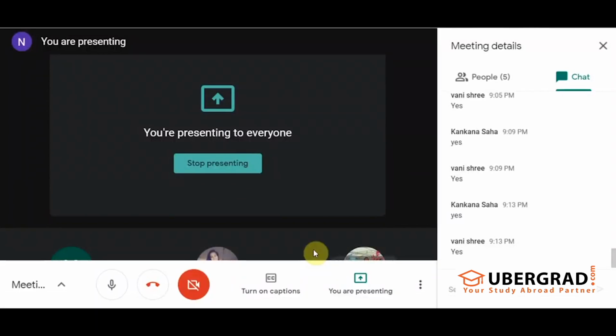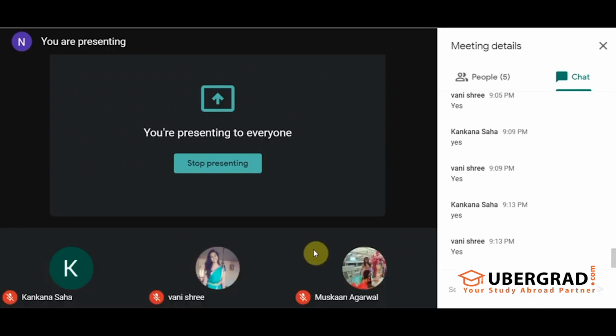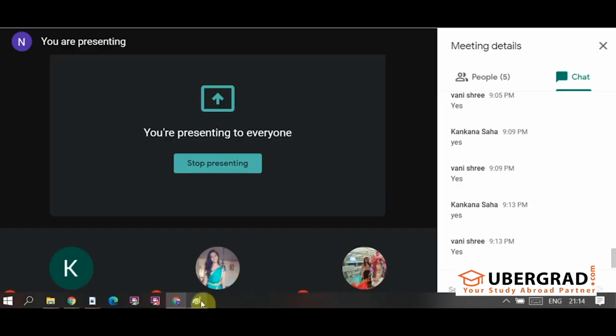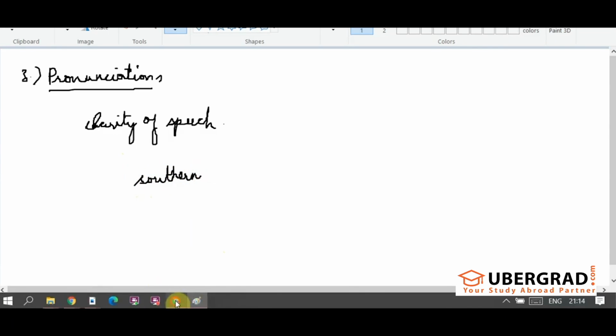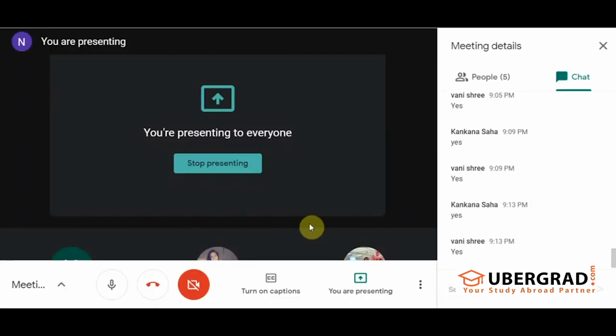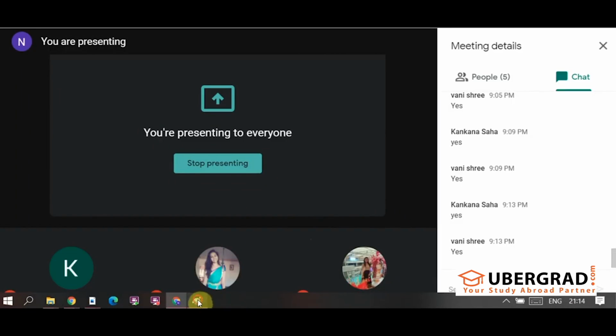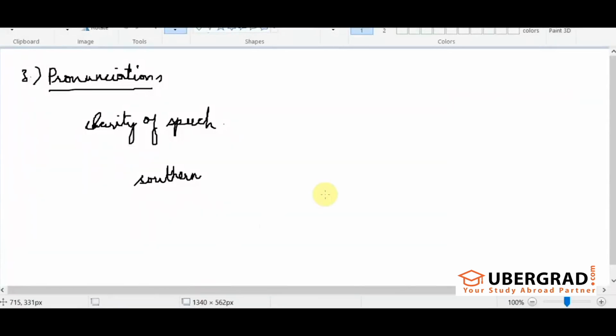The more you make the examiner put effort from his or her own side to understand your words, the more you lose marks. For example, there are many people whom I have come across who pronounce this word as southern. There are many people who pronounce this word as southern. So this is not southern. You're definitely making it difficult for the examiner to understand your words. So you'll be marked down for this.